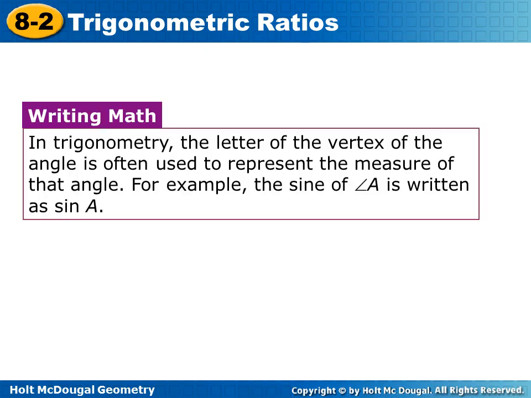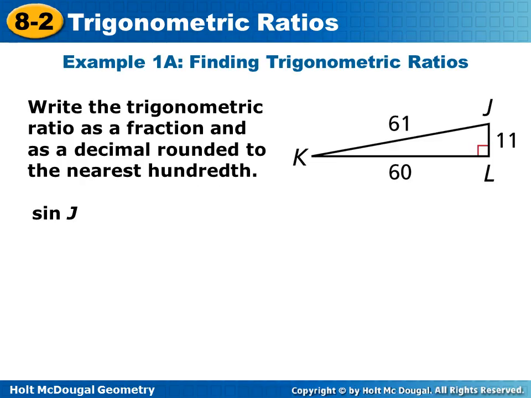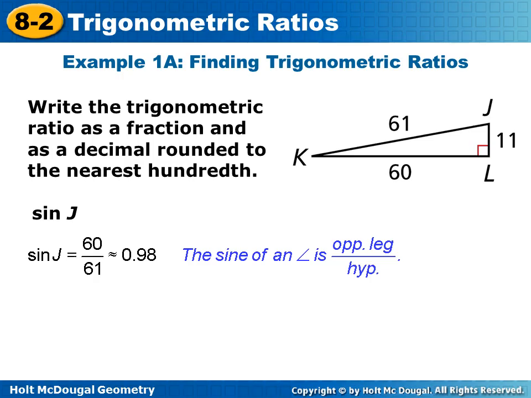In trigonometry, the letter of the vertex of the angle is often used to represent the measure of that angle. For example, the sine of A is written as sin A. Write the trigonometric ratio as a fraction and as a decimal rounded to the nearest hundredth of sin J. So the opposite side of J is 60, and the hypotenuse is 61. So the sine of the angle would be 60 over 61, which is approximately 0.98.